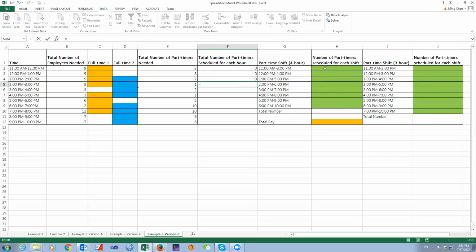2 to 3, 4-hour shifts. First one, second one, third one, the fourth one. So all these 4-hour shifts cover the period from 2 to 3. Plus those 3-hour shifts will be this one, 2 to 3, plus 1 to 4, plus 2 to 5. So altogether I have 7 shifts that cover the period from 2 to 3.